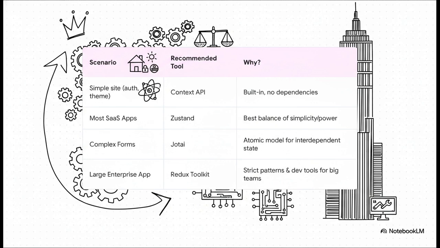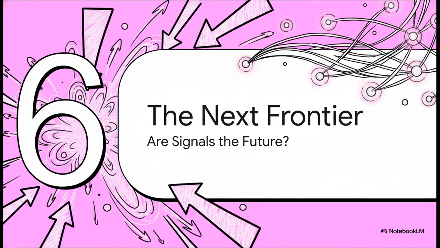If you're dealing with really complex forms with lots of interdependent state, you might want to look at something like Jotai, which has an atomic model that's perfect for that. And finally, if you're on a massive enterprise app with a huge team, Redux Toolkit's strict structure and incredible developer tools are still king.